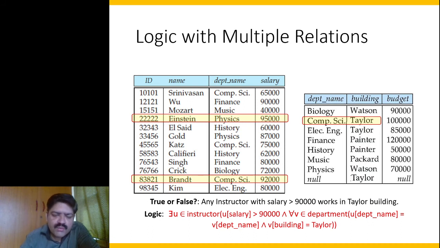So here's another example involving multiple relations. How do we say any instructor with salary greater than 90,000 works in Taylor building?